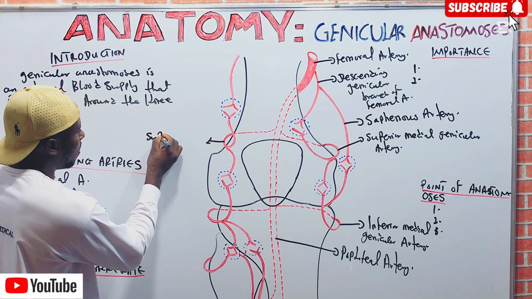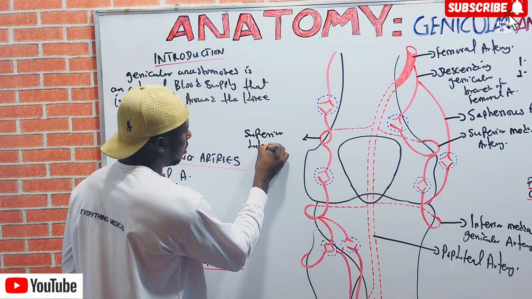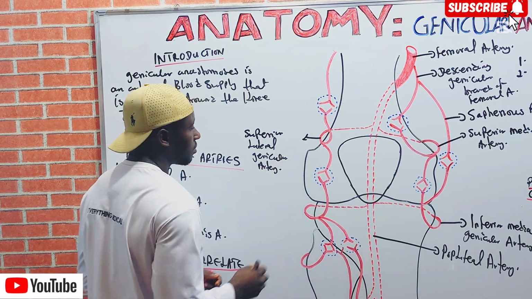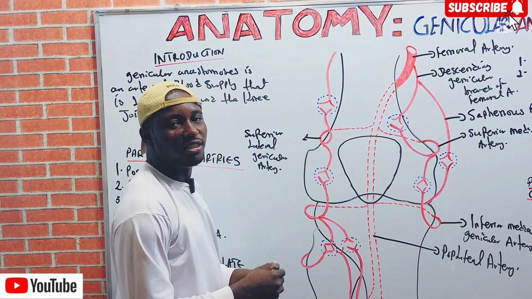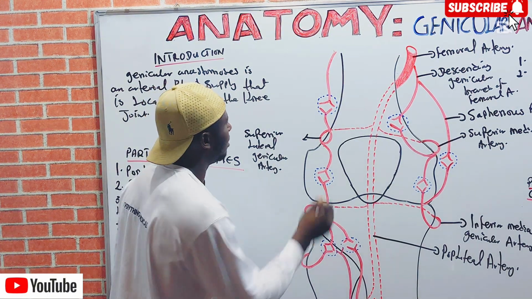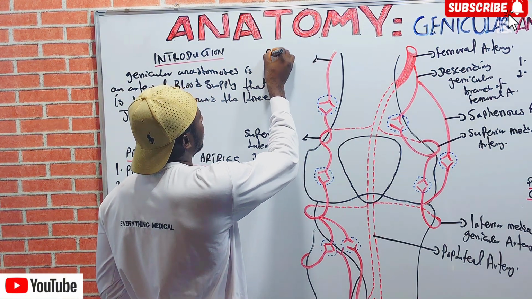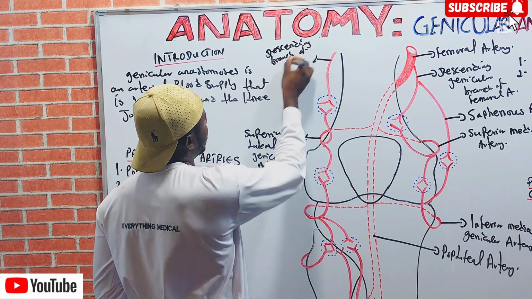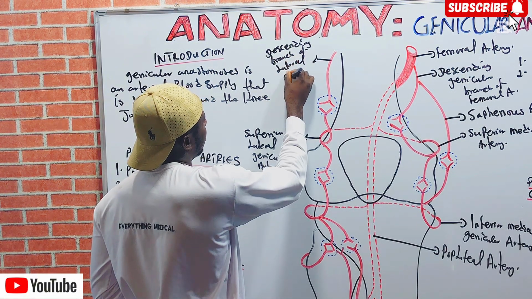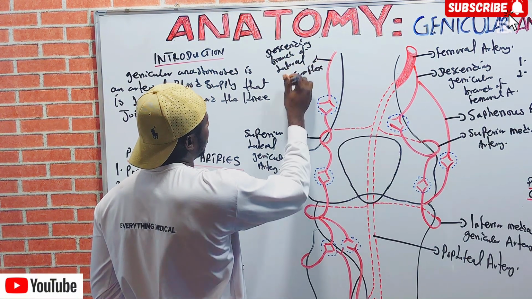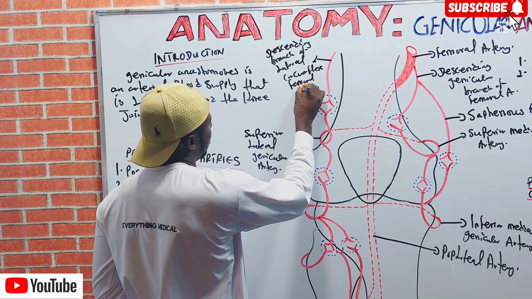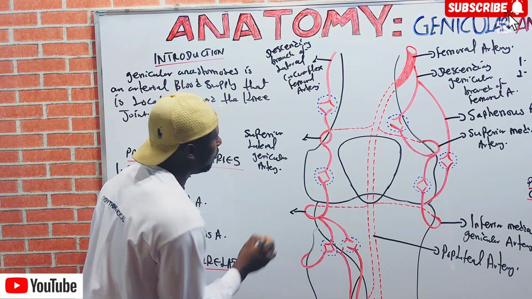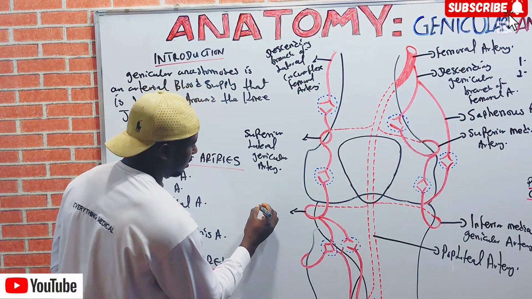The superior lateral genicular artery anastomoses with the descending branch of the lateral circumflex femoral artery, and the inferior lateral genicular artery.